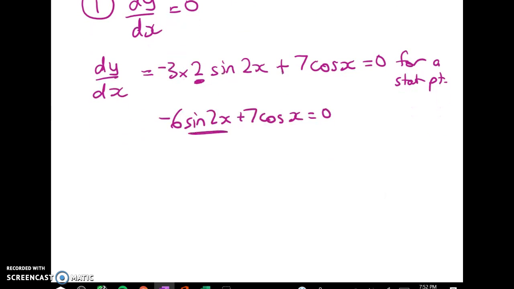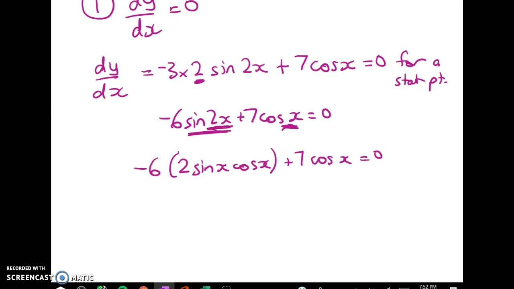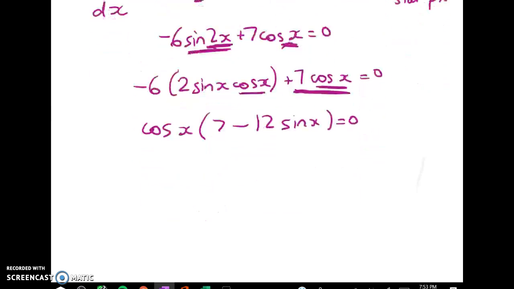I'm going to use the double angle formula on this. I get negative 6 times 2 sine x cos x plus 7 cos x. So why did I do that? Well, I've got a cos x here and I've got a sine 2x here. I don't like that. I want to have all cos and sine of x. And here I can see that I get a common factor of cos x. So we're going to take that out as we clean things up, and we get cosine of x times 7 minus 12 sine x is equal to 0.